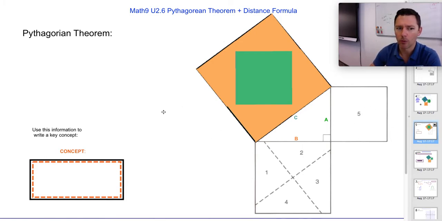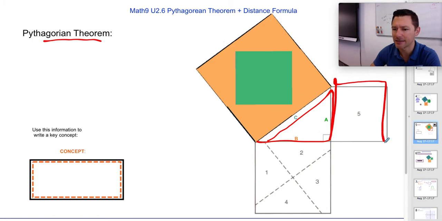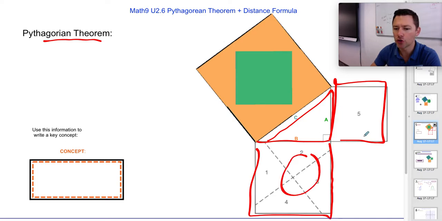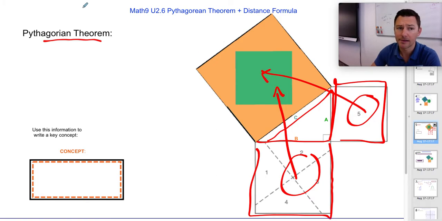So what the Pythagorean theorem is, is that if you take a right triangle and you make squares out of the sides, they call them the legs, right? You make squares out of the sides. The two short areas will fit into the big area perfectly. Yeah? So that's my key concept.